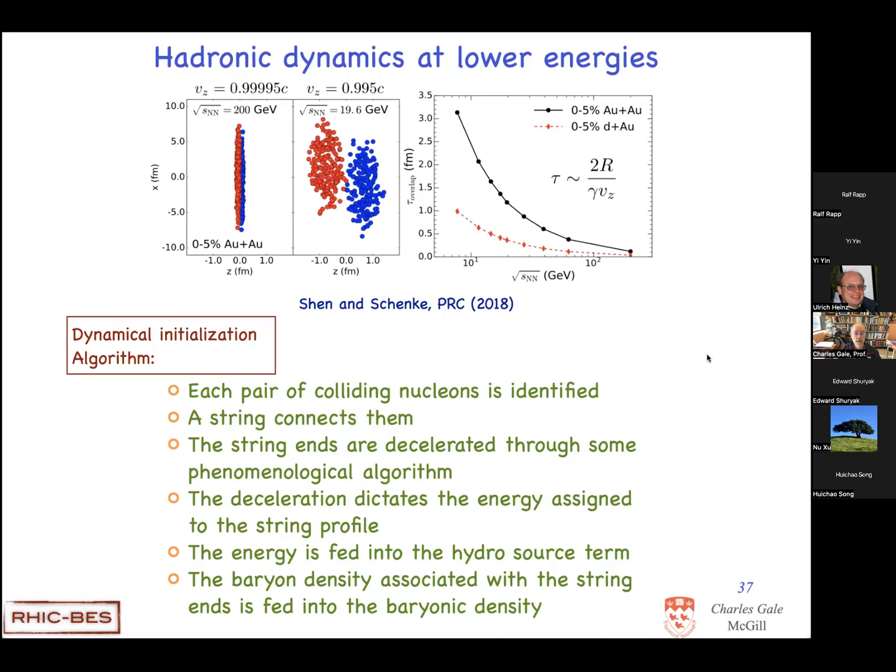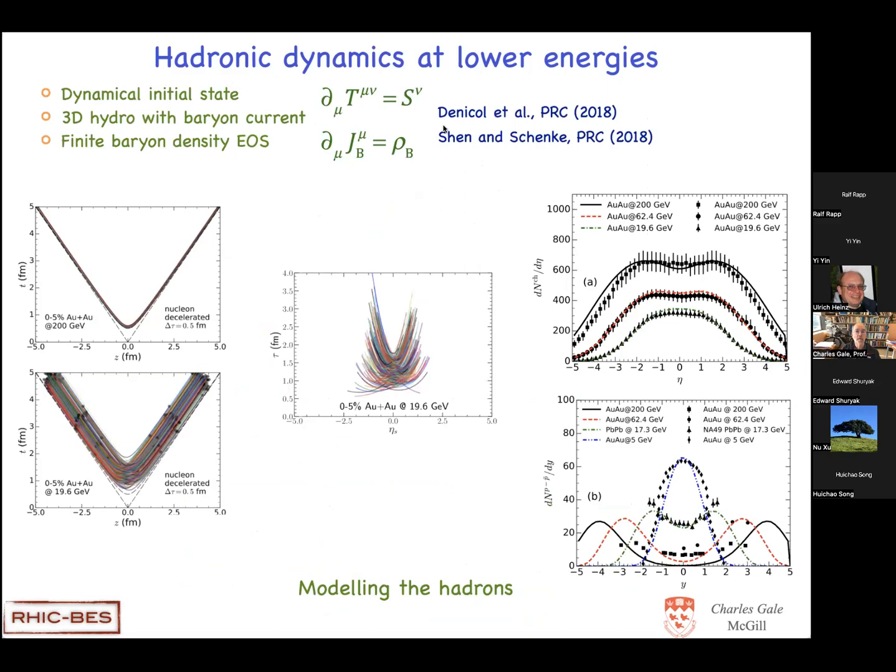Here's a model that I'm going to tell you about. The model is essentially developed in this paper by Chun and Bjorn. What they do is say, okay, there's a nucleus-nucleus collision. Let me draw a string between them, and this string will decelerate the nucleons. The time for deceleration is a parameter of the model. So you create this string and it decelerates the nucleons.